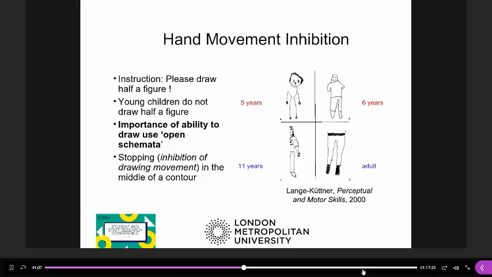But you can still see that they have no idea of a spatial access system. But at 11, you can see that there's a spatial access system through the figure, and they can inhibit the drawing whole forms. And this is a vertical axis, and this is a horizontal axis.